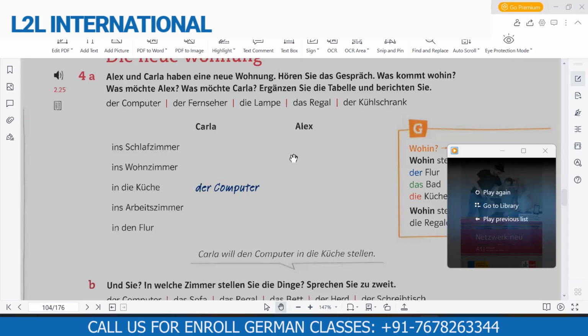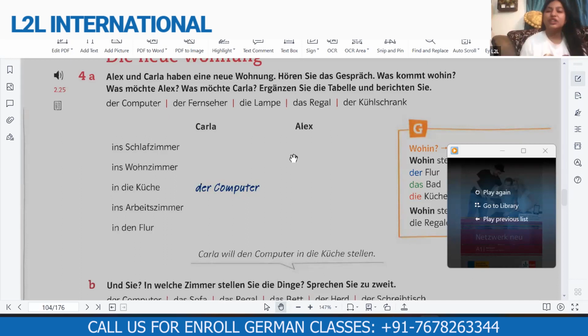I think in the kitchen. He wants to keep it in the kitchen. She wants to keep it in the living room. Is it this way or somewhere other? Samriddhi, what do you think? Who wants to keep the Kühlschrank in the kitchen and who wants to keep it in the hallway? Alex wants to keep the Kühlschrank in the kitchen and Carla wants it in den Flur.